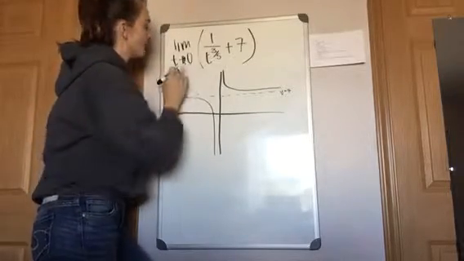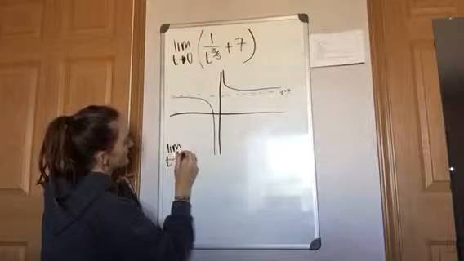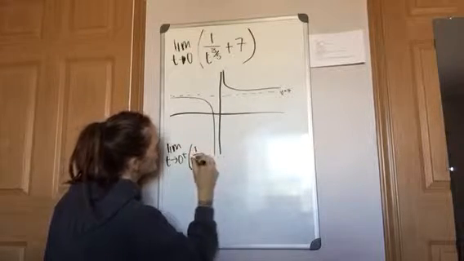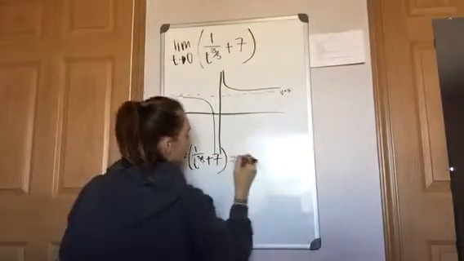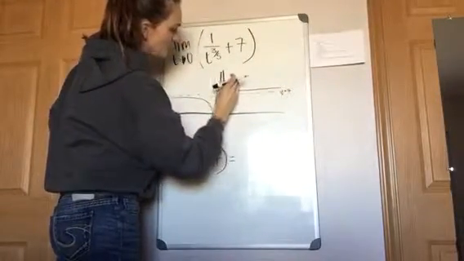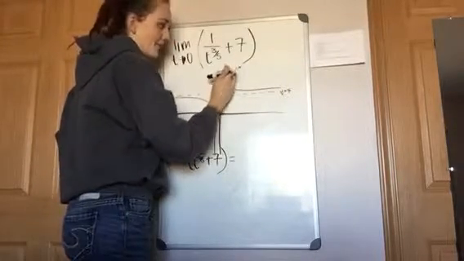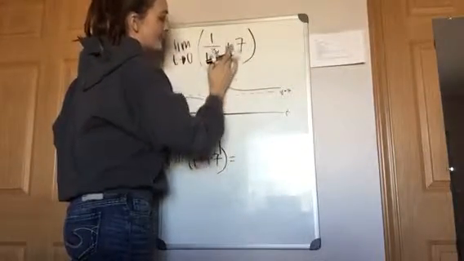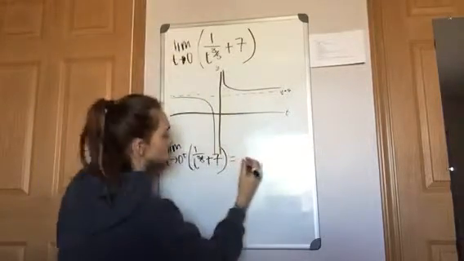So then we want to find the limit as t goes to 0 from above of this, 1 over t^(3/5) plus 7. So we know that as t goes to 0, our y is getting infinite. So this is going to be positive infinity.